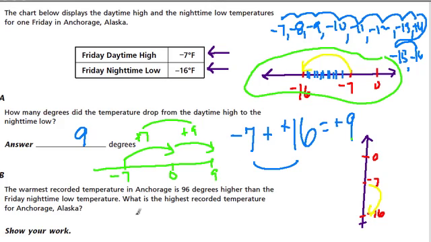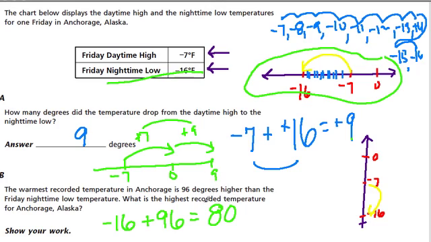So here in part B, it says the warmest recorded temperature in Anchorage is 96 degrees higher than the Friday nighttime low temperature. So here's the low temperature, -16, and the warmest temperature is 96 degrees warmer than that, so I'm going to add 96. And I can see that the answer is 80.